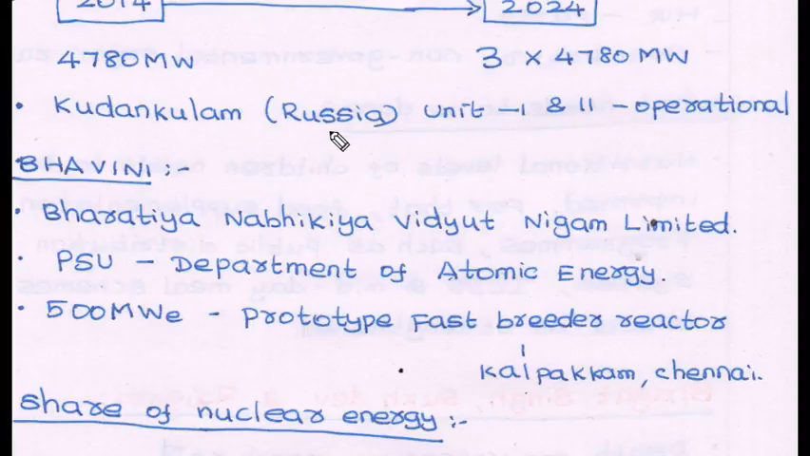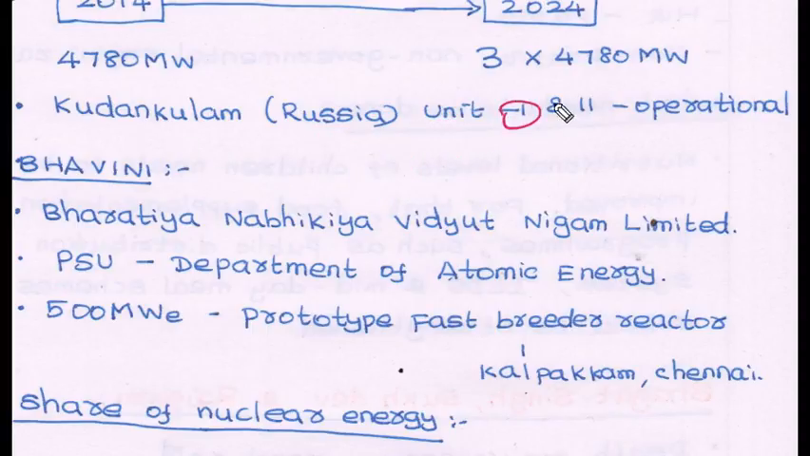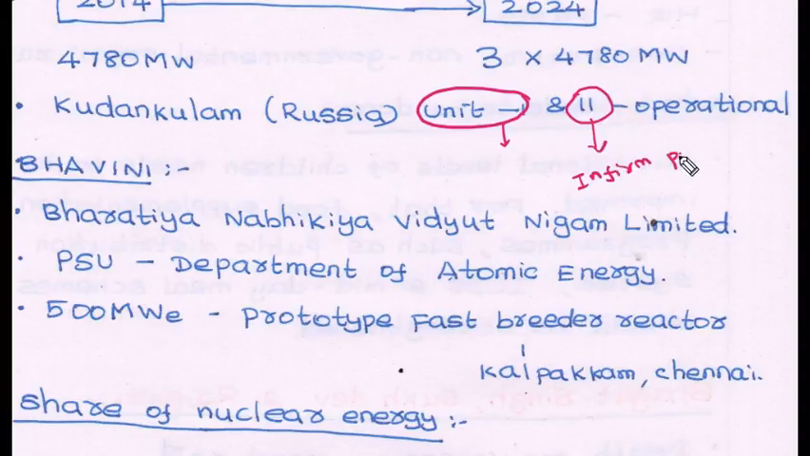The technology offered by Russia is called VVER 1000. So the name of the nuclear reactor technology is VVER 1000. Already units 1 and 2 have become operational. Unit 1 power is commercial power and integrated into the grid. Unit 2 is producing power, but it is called infirm power, or non-commercial power. We will discuss it later.